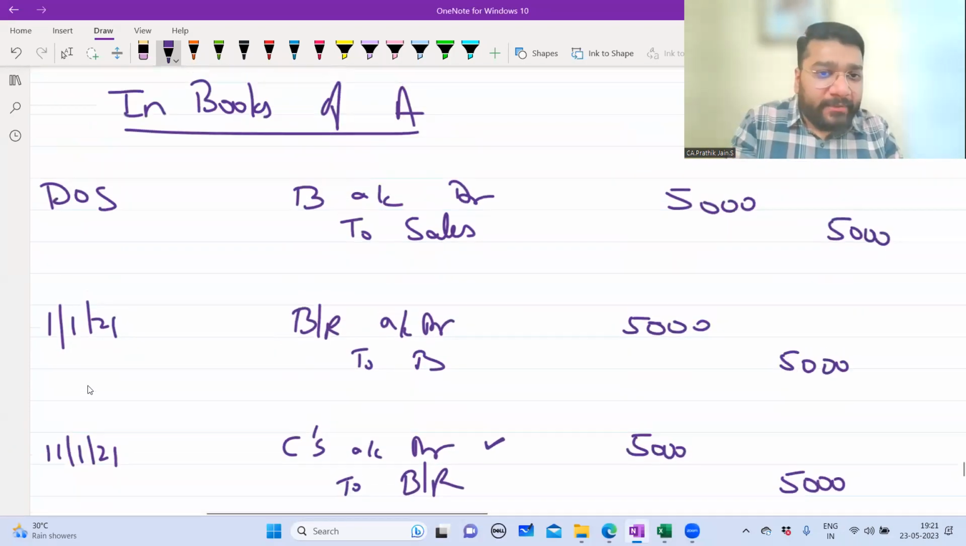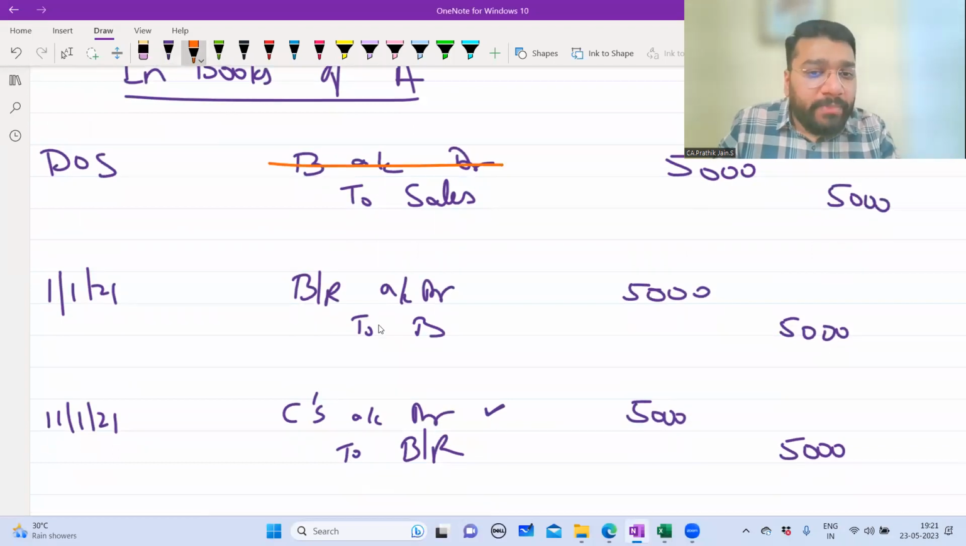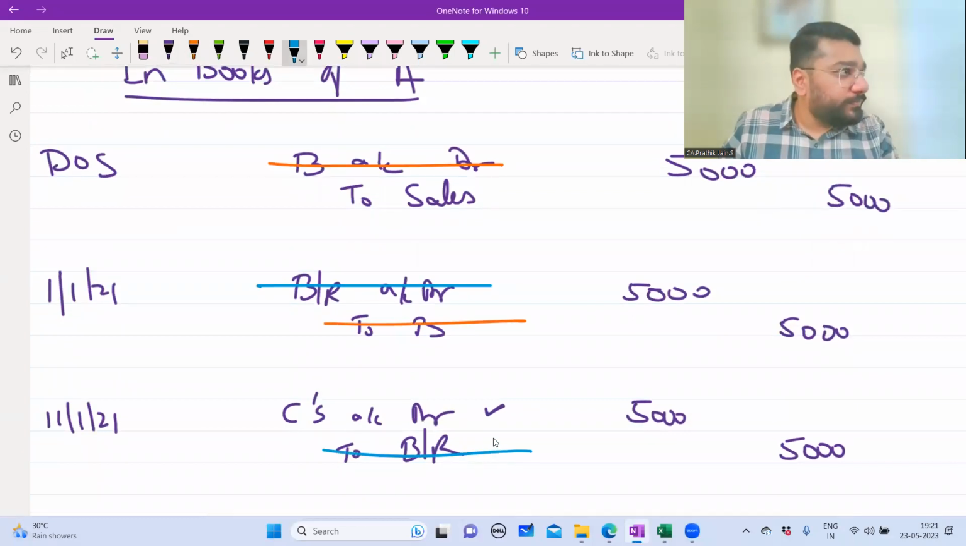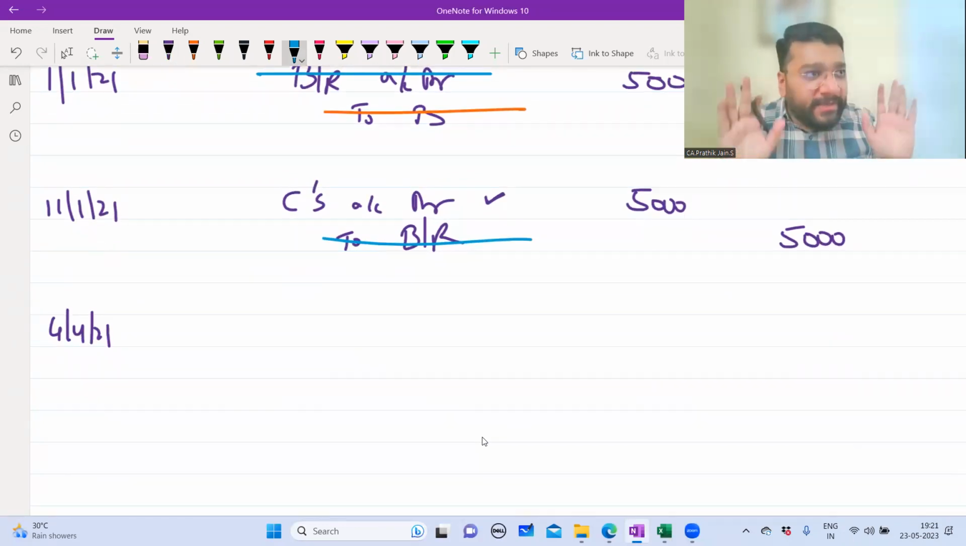So please understand, here guys, the B account is already knocked off. B account debit, B account credit knocked off. Bills receivable account debit, bills receivable account credit is knocked off. So what will I record on the date of maturity? I am supposed to receive money from B. Did I receive the money?